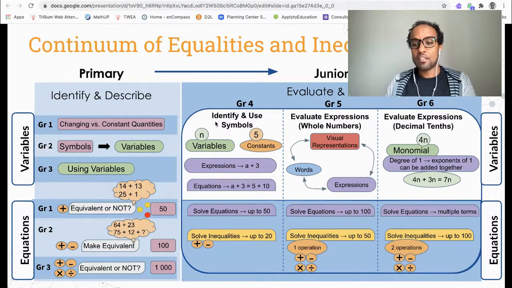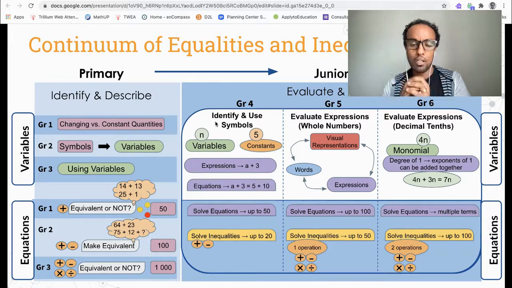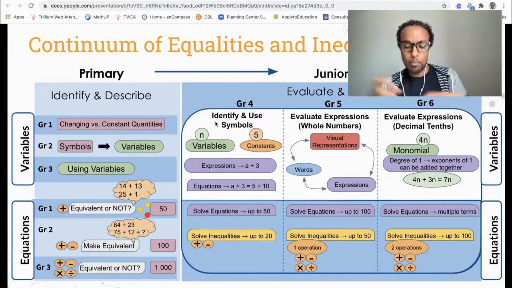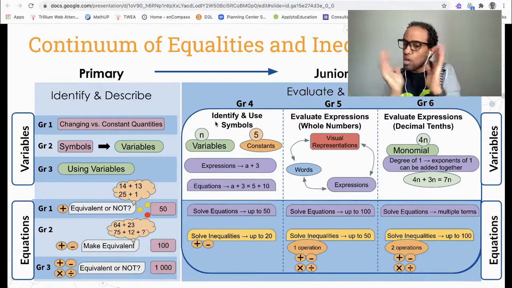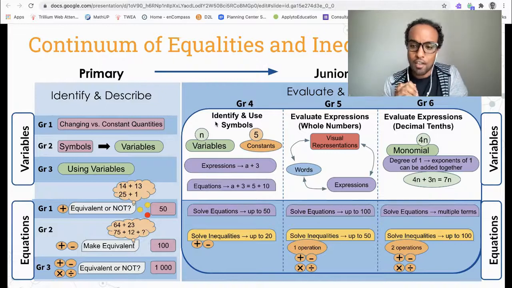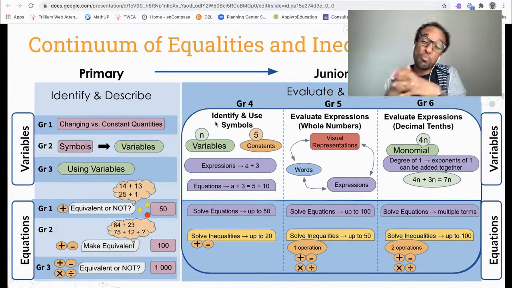And then in grade 6 in variables, they're going on to work specifically with adding monomials. A monomial is basically an expression with one term. So 4n is a monomial. And if there's plus something that has a different variable, it would be a binomial. And we're growing that. So in grade 6 they're just getting introduced to this idea of, hey, this is a monomial. It's a piece of an expression that you probably have seen in grade 4 and 5 already.